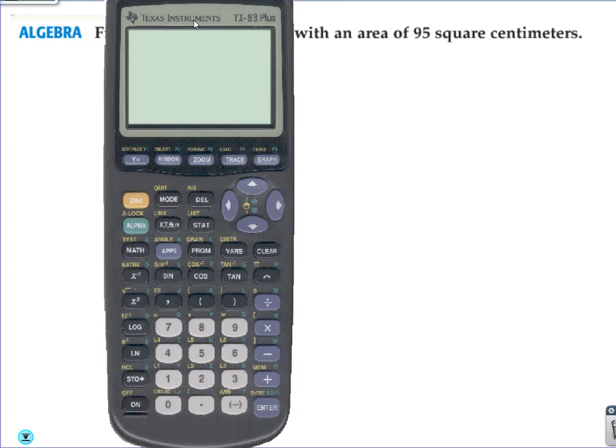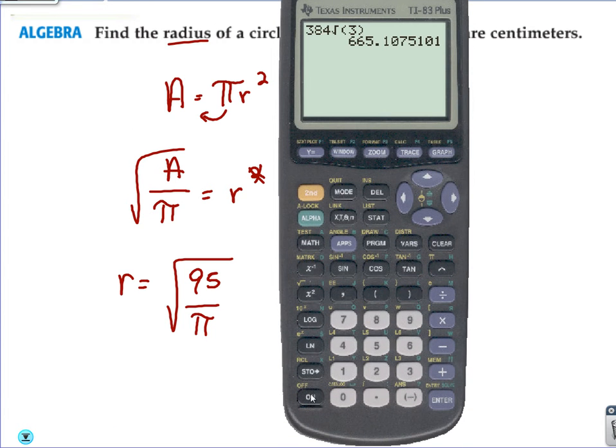We'll type this one in together. Radius is equal to the square root of 95 divided by pi. Now you can just do it in one step. Done. Radius will be about 5.5. Any questions? So you've got your options there.